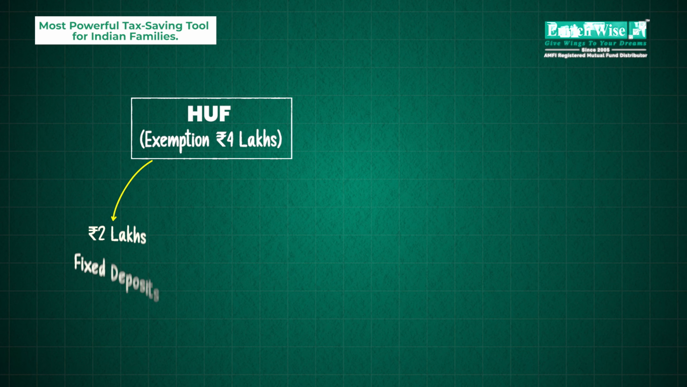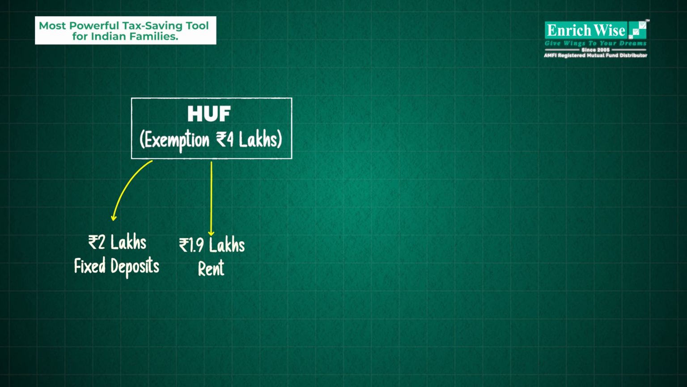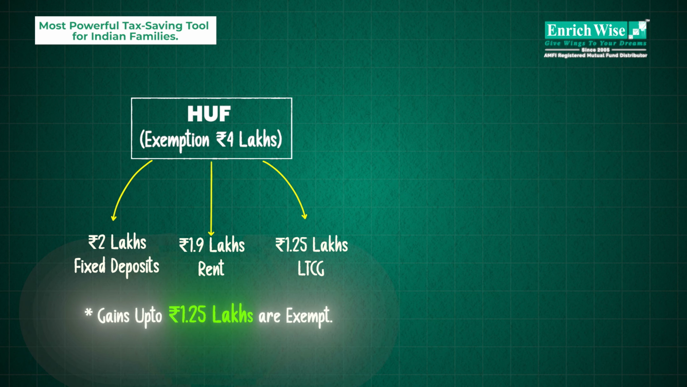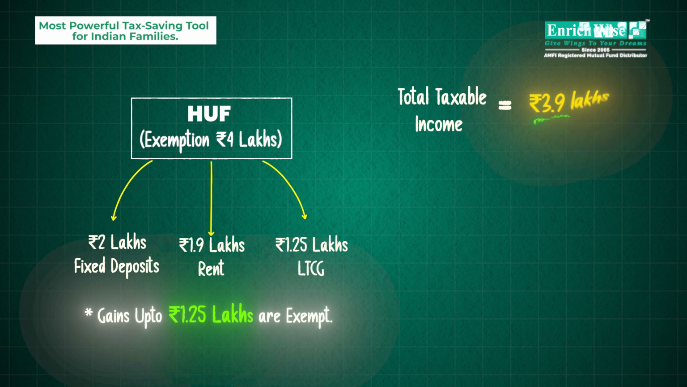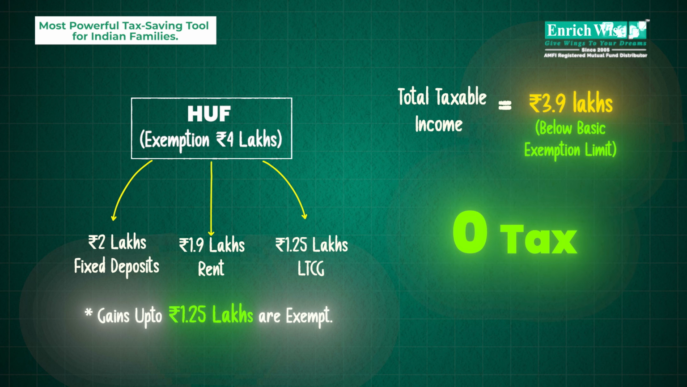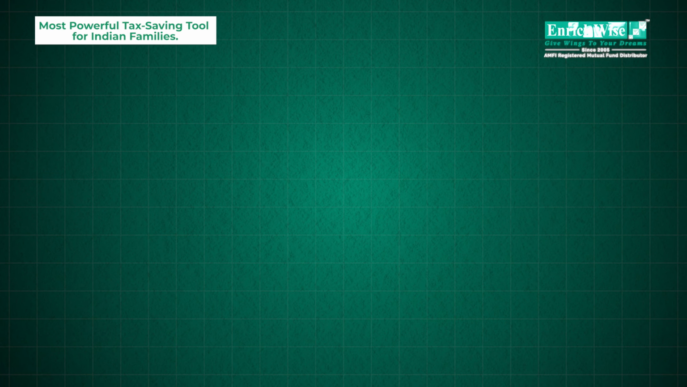Suppose your HUF earns 2 lakhs from fixed deposit, 1.9 lakhs from rent and 1.25 lakhs from long-term capital gains. Since gains up to 1.25 lakhs are exempt, your total taxable income comes to 3.9 lakhs, below the basic exemption limit. The result, zero tax payable. Individually, you would have paid 1.2 lakhs in tax.